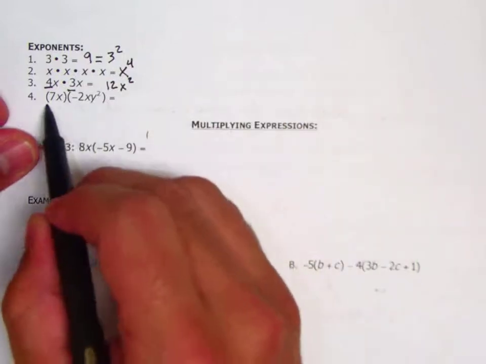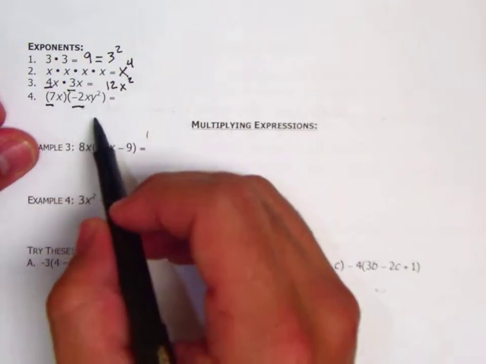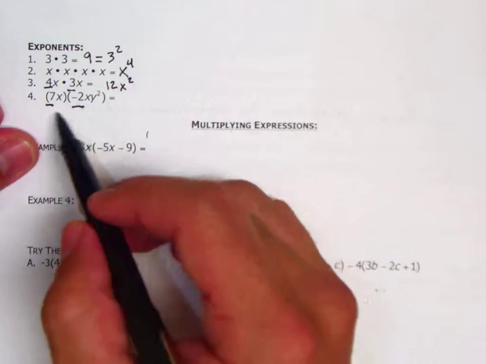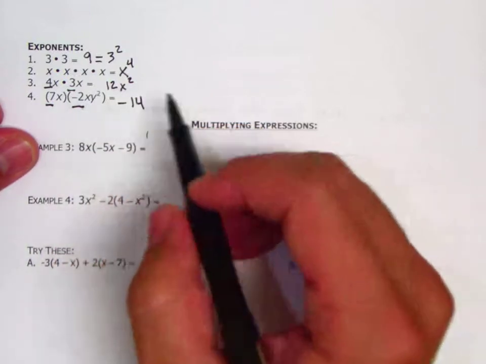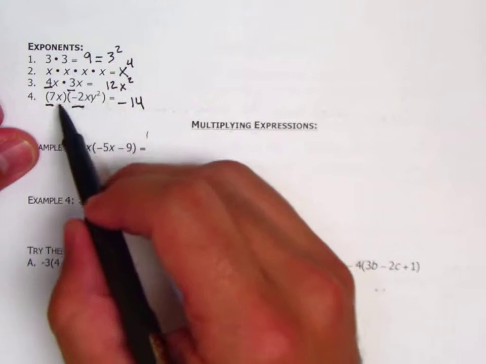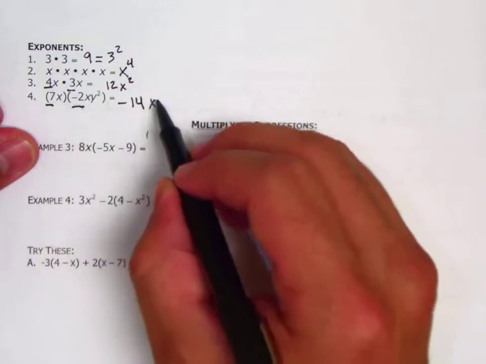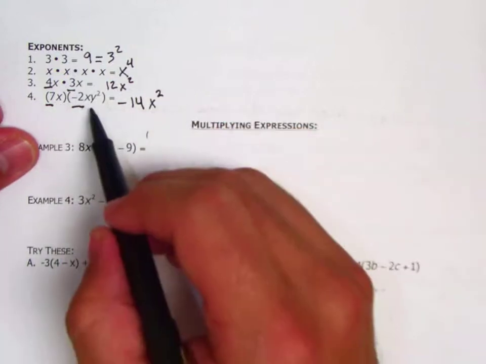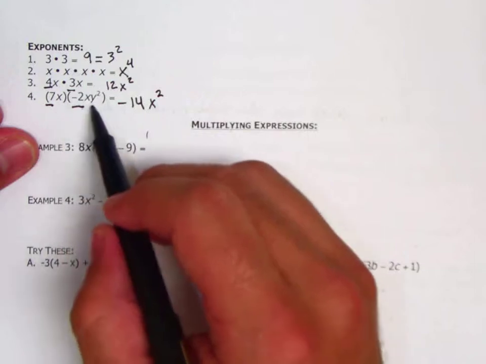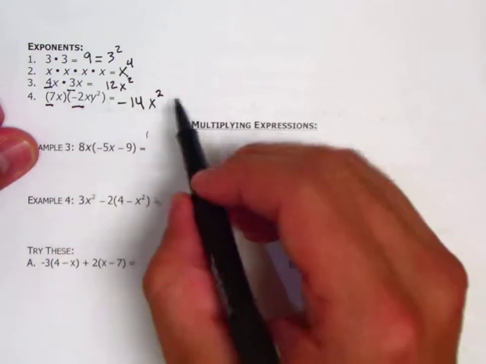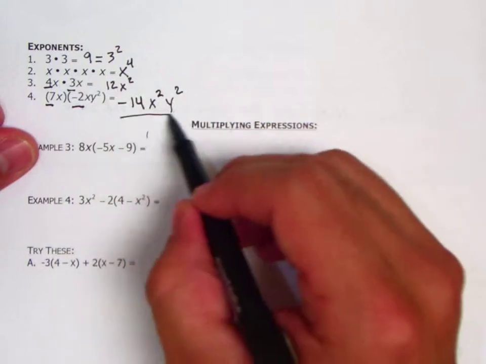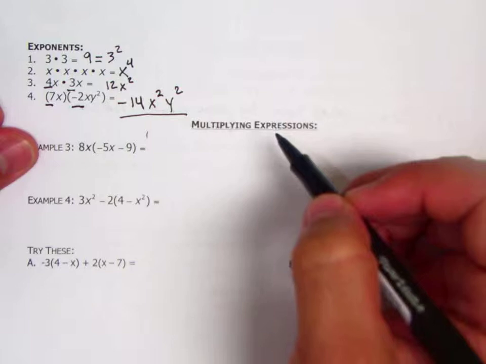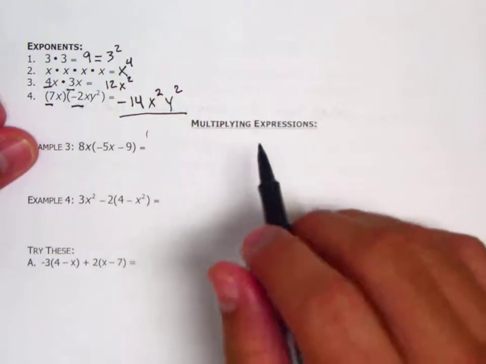Down here, again, numbers, coefficients get multiplied like normal. So 7 times negative 2 is negative 14. x's are multiplied by itself. There's 1 here and 1 here. That makes 2. For y's, there's none here, but there are 2 here. So when you get them together, none and 2 here, that means there's a total of 2. And that's your final answer. So let's look at it in action.